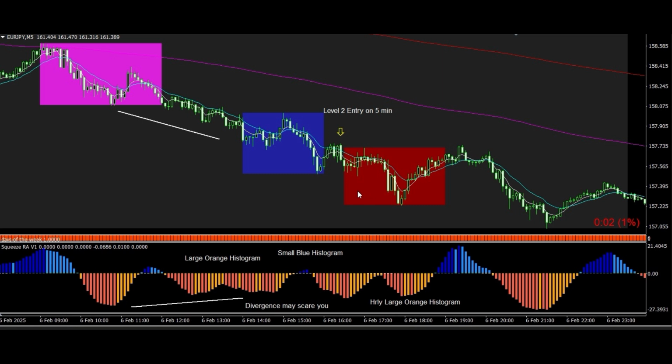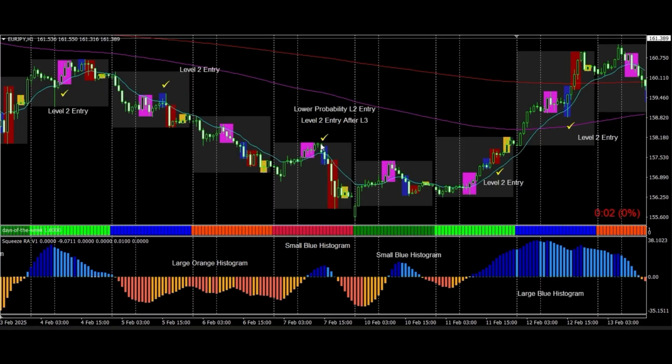Again, we're during a large orange histogram during the hourly chart, and we see large orange histograms on the 5-minute chart. So you can be pretty confident that with this type of move, you'll see the continuation for the level 3. This move right here is what we were referring to as the most powerful move you'll probably see in the market maker model.